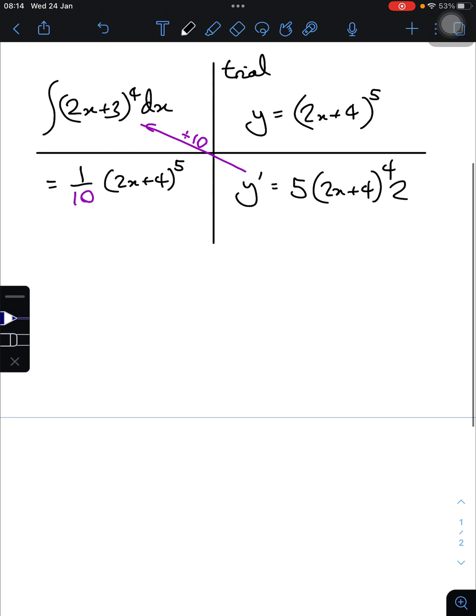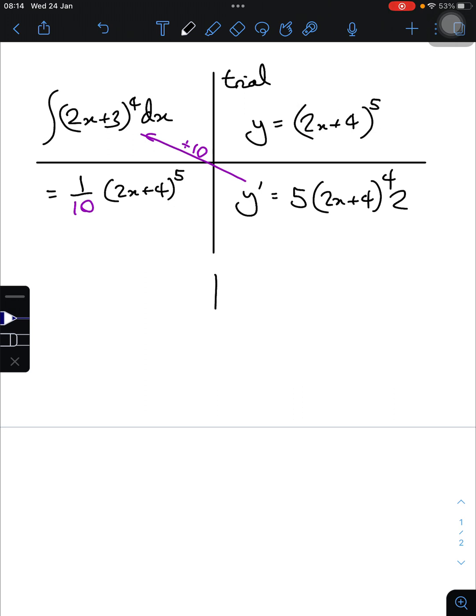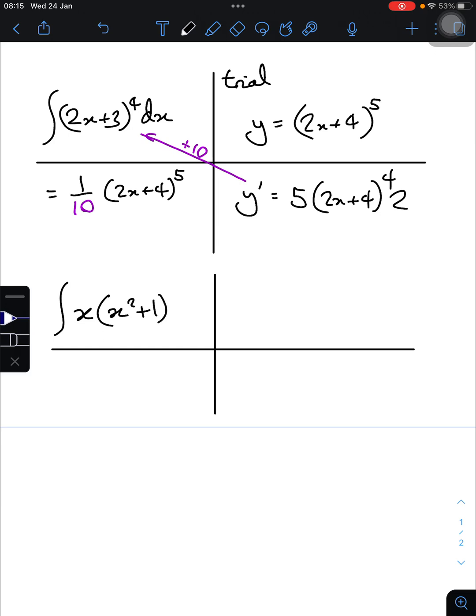Okay, let's try another one to get our heads around it. So draw another grid down. You don't have to do the grid, but I think for some people it might be helpful to make their working clearer. So what if we've got the integral now of something like x on the outside of x squared plus 1, and let's say this is to the power of minus 2. Well then, what we need to try is what's inside our brackets. So y equals x squared plus 1 with 1 plus 1 to the power, so that would be minus 1.